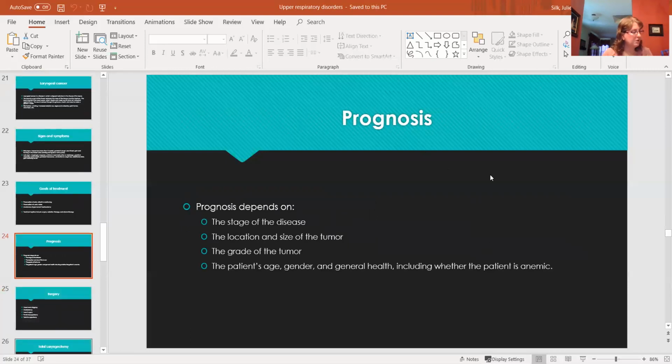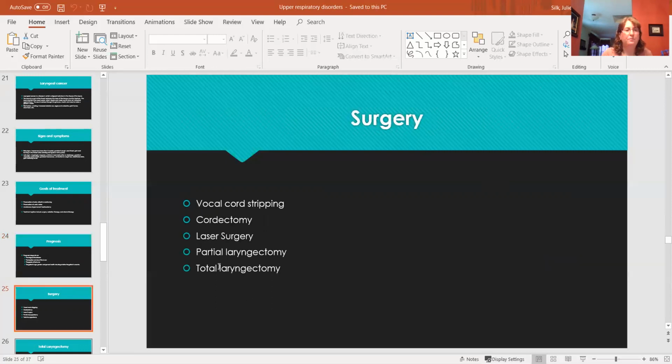So the prognosis is going to depend on the stage of the disease, the location and size of the tumor, and the grade of the tumor. The patient's age, gender, and general health, whether they're anemic, all of that kind of plays a part. So there's different types of surgery for this that you can do depending on what your tumor is like.